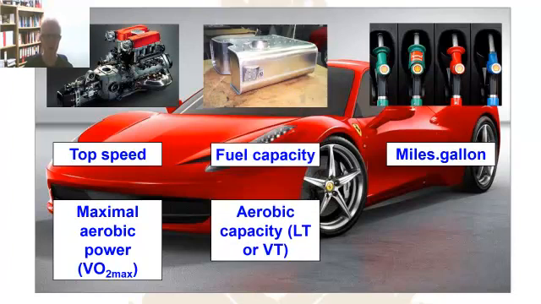We have a fuel capacity. The fuel capacity in a car is the equivalent of our aerobic capacity. And the aerobic capacity is defined as either LT2, or what we're going to look at in a subsequent podcast as VT. LT is lactate turn point. VT is ventilatory threshold. It's how big is the tank to work aerobically? How big is that reserve? So the bigger the tank, the bigger the range.